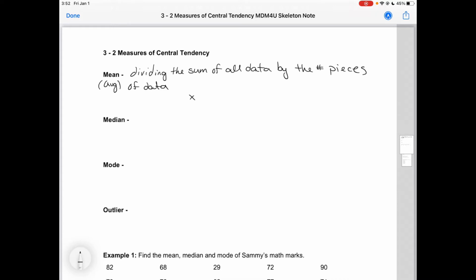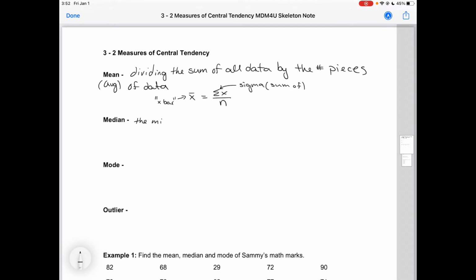So mathematically, we represent this as x bar is equal to sigma x divided by n. This funky looking E is a sigma, and it just means sum of, and this symbol here is just read as x bar. The next measure that we're going to look at is the median.